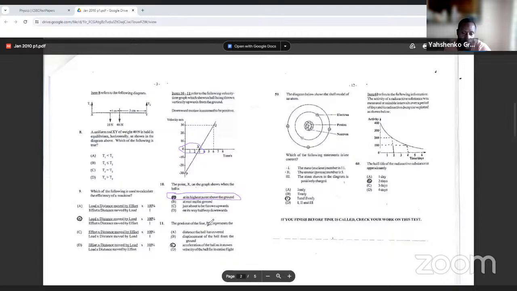It says the gradient of the line PQ represents the... All right, so if you notice, the gradient is on the y-axis. So I would have V2 minus V1, which is a change in velocity, and I'll have it over time. What is change in velocity over time? Change in velocity over time is A, acceleration. Acceleration is the rate of change of velocity.